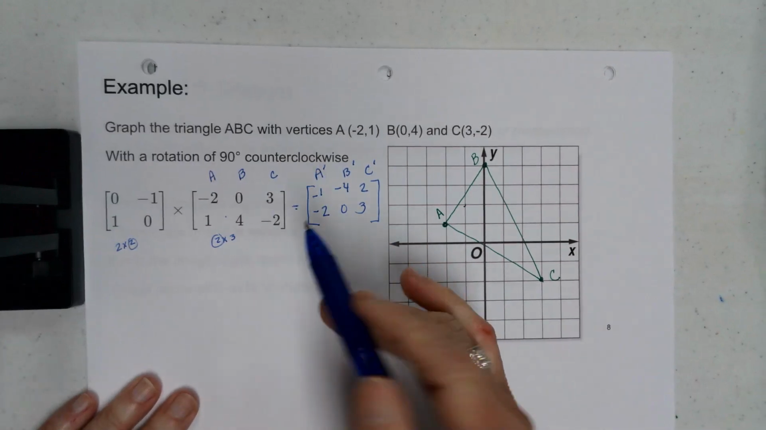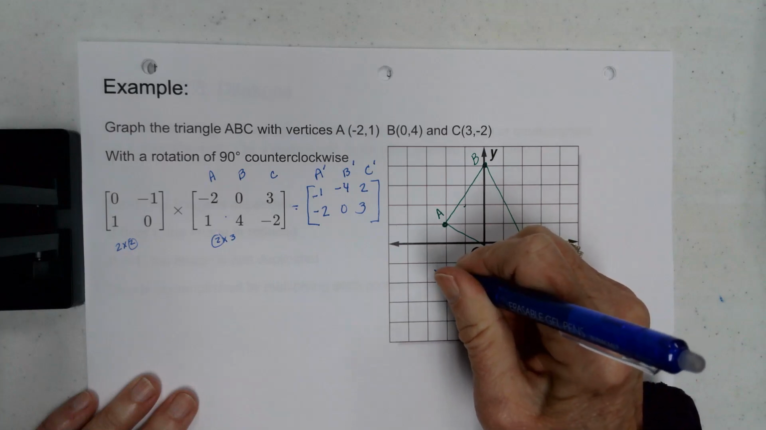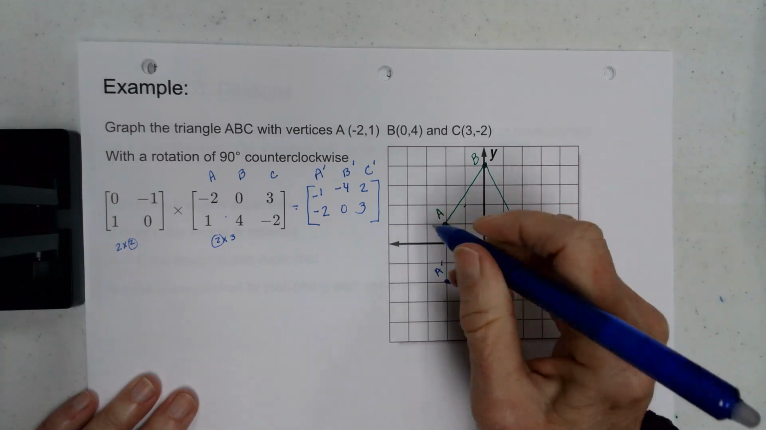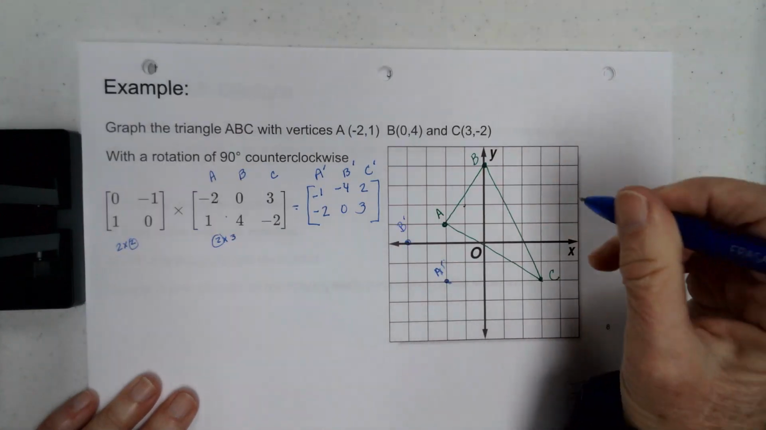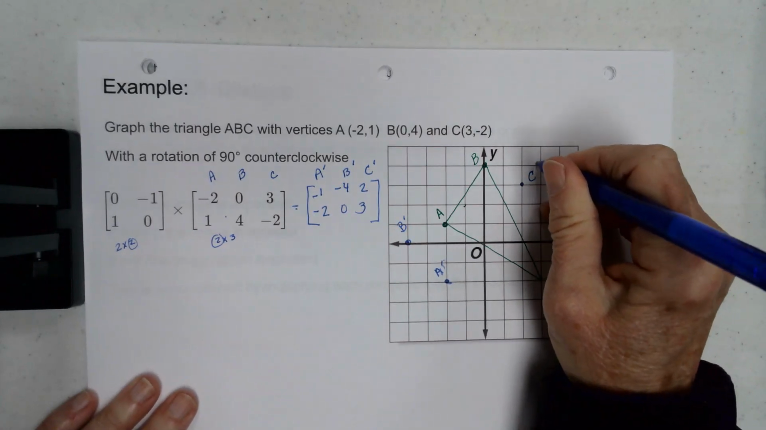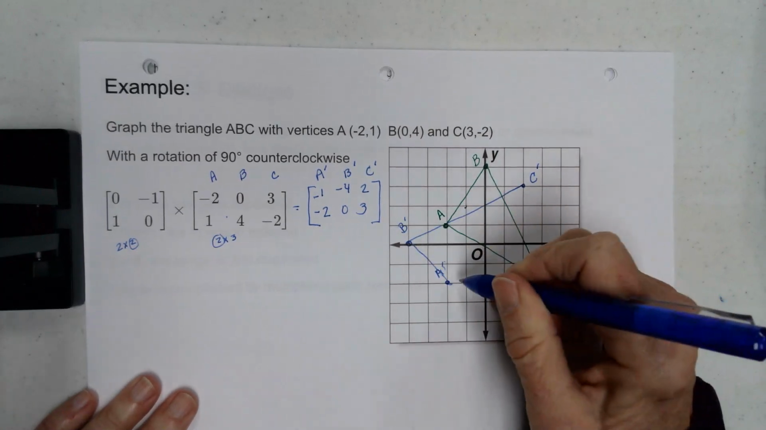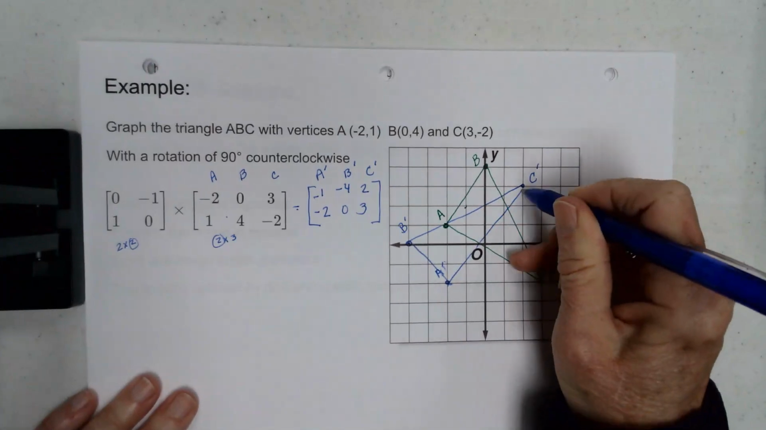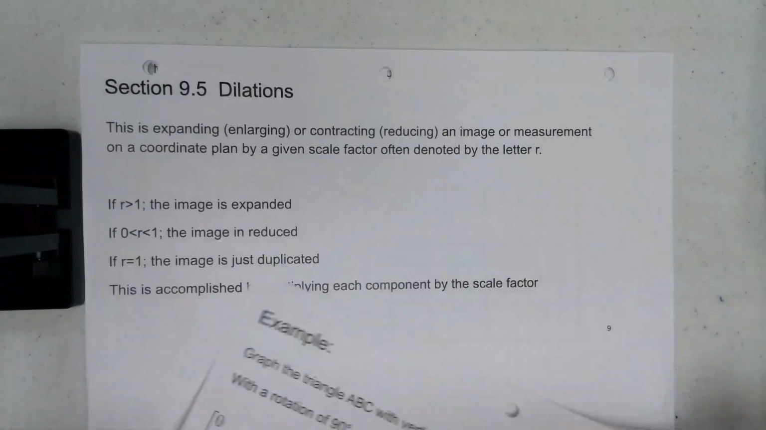So now I can just graph that. I have -1, -2, which is A prime. I have -4, 0, which is B prime, and I have 2, 3, which is C prime. So what I have done is I've rotated that green triangle 90 degrees counterclockwise.